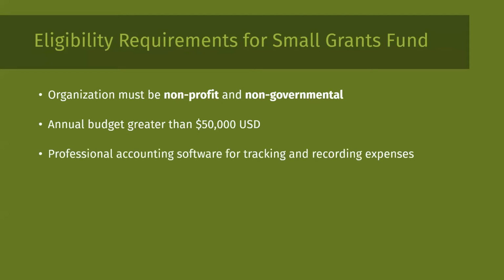You must also have a computerized financial system for tracking and recording your expenses. And ideally, this system would be a professional accounting software. You can still apply if you use Microsoft Excel, but an internet-based program can reduce the amount of reporting your organization will be required to do if awarded the grant. You must also be able to complete an organizational assessment and reporting documents in fluent English. For selected grantees, we will go into more detail about the organizational assessment and reporting requirements in a future webinar.